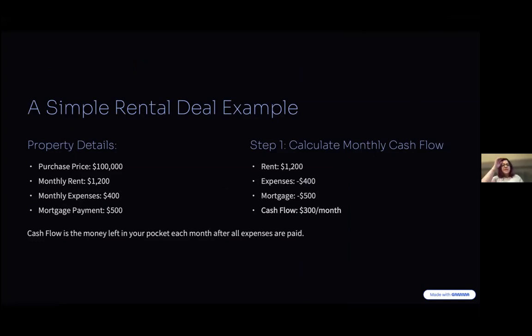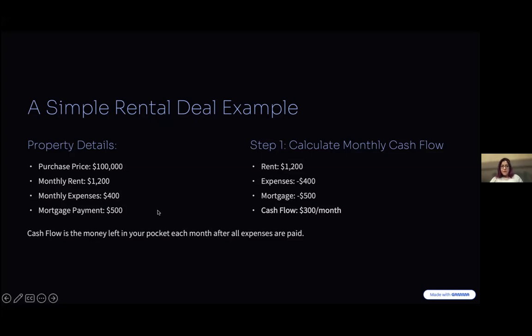All right, so we have a very simple example with round numbers, clearly not a property in the DMV because I don't think you can find even a condo for 100K. But we have a property that you're purchasing for $100,000. The monthly rent is $1,200. Monthly expenses are $400, and the mortgage is going to be $500.